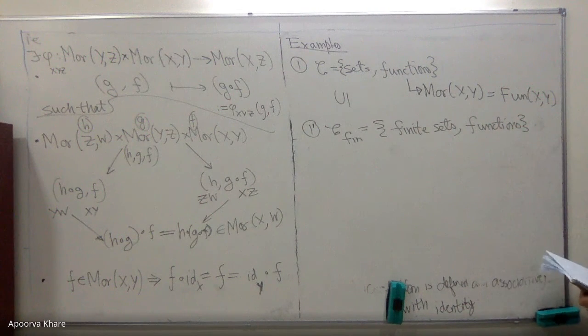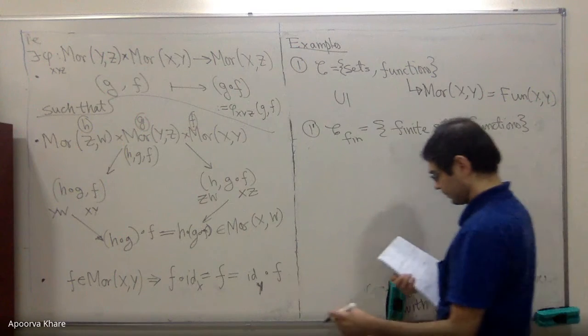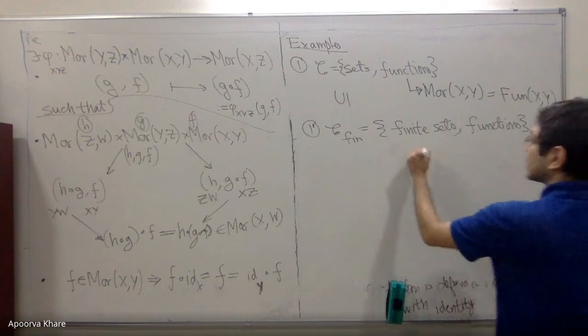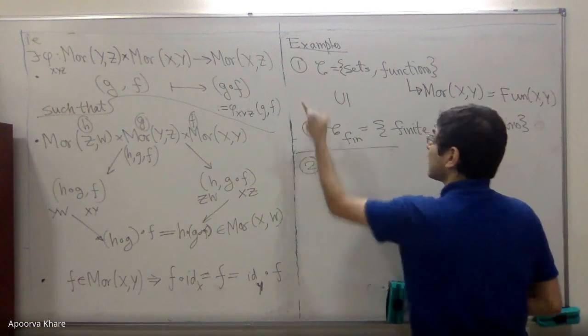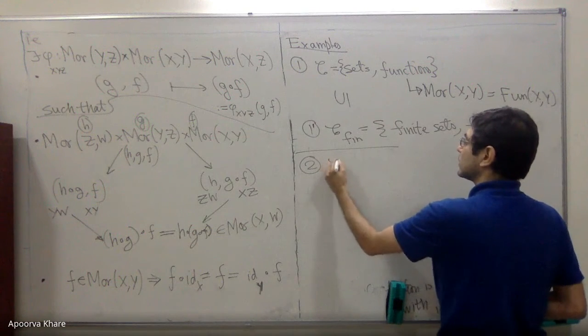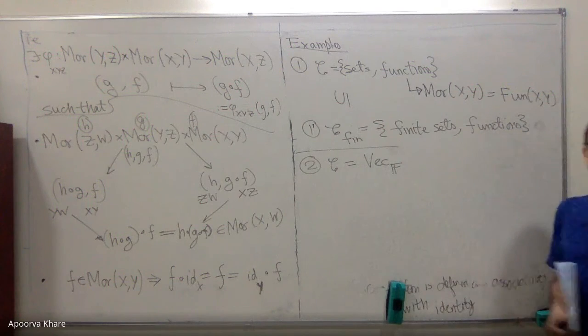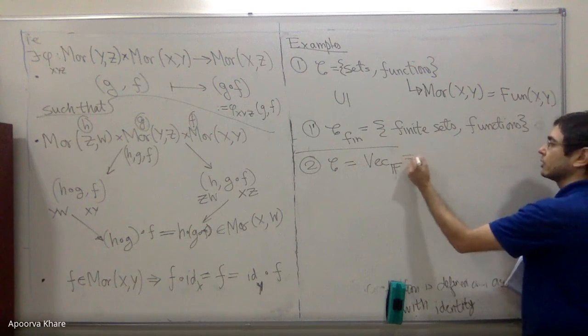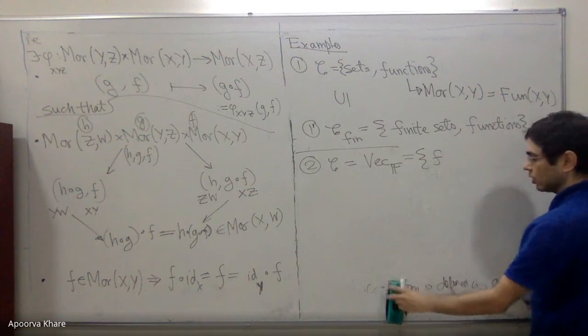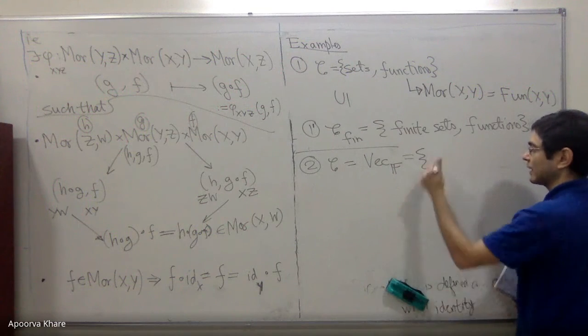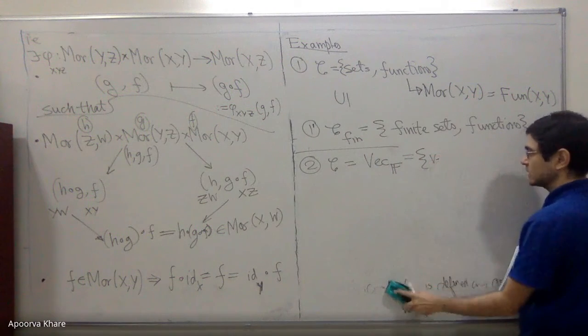Okay, similarly, I can talk about the example we care about. The category is Vec F, which is the set of, sorry, not the set of, finite dimensional F vector spaces.